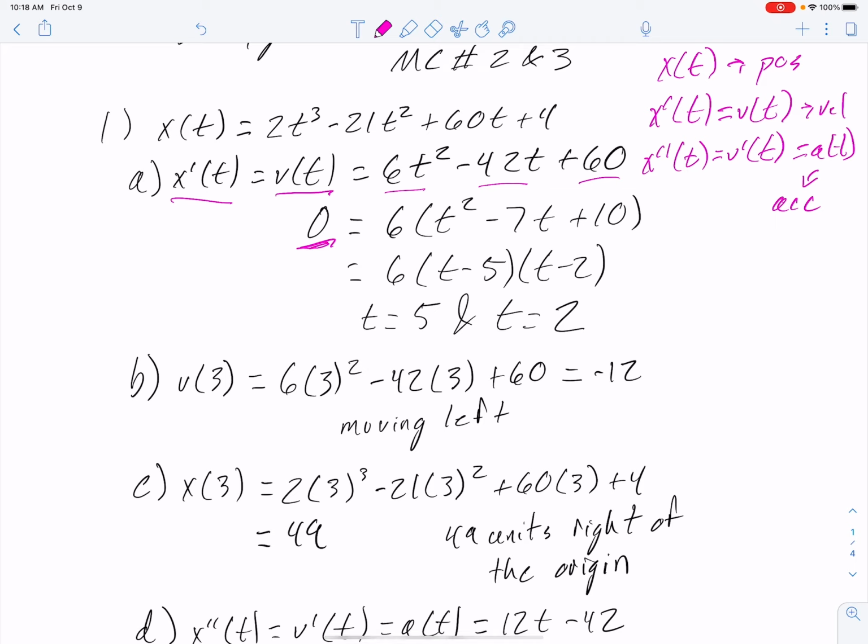I set my values equal to 0. I factor out a 6 to make the factoring easier, and I end up with t equals 5 and t equals 2. So I know the particle has stopped at t equals 5 and t equals 2.